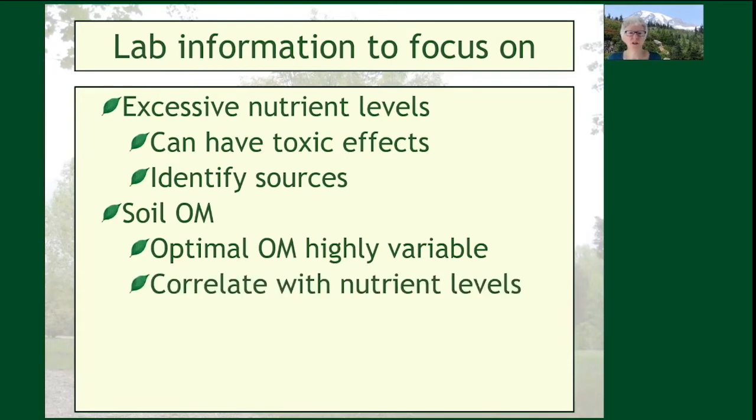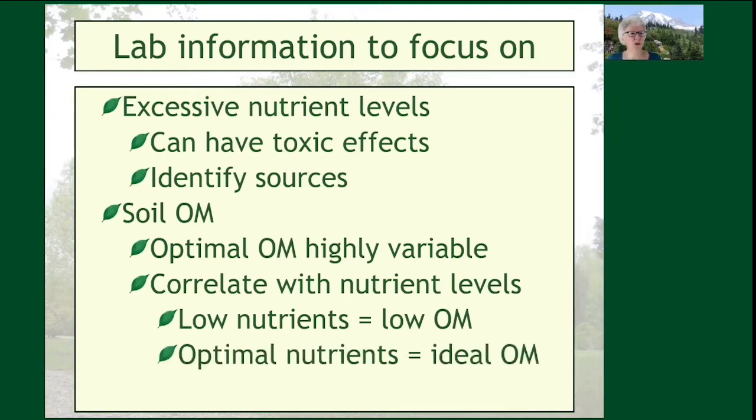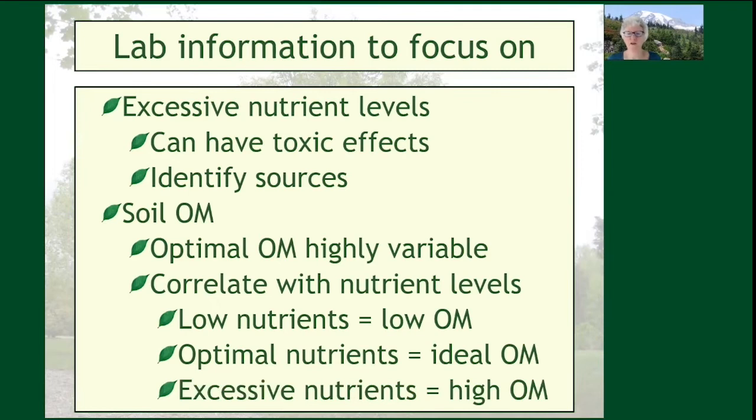The nice thing about understanding your soil organic material is it will directly correlate with nutrient levels. This may seem obvious, and it kind of is, but it's important to think about it to explain to your clients. So in other words, if you have low nutrients in the soil, if you're showing deficient levels, that means you have low organic matter. If you have optimal nutrients, everything's pretty much in the optimal range, that means you have ideal organic matter for your system. And this is the important thing to remember, that ideal is going to vary depending on your particular site. And then if you have too many nutrients, it can mean that you have too much organic matter.